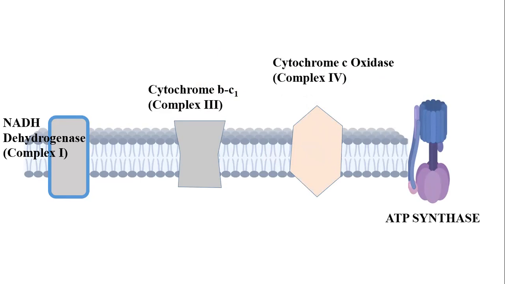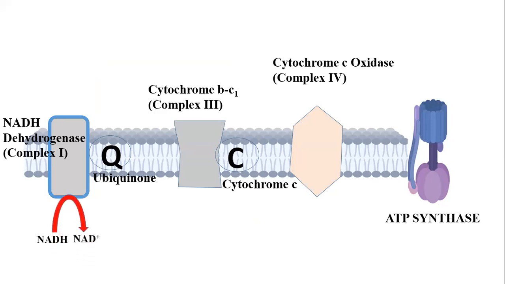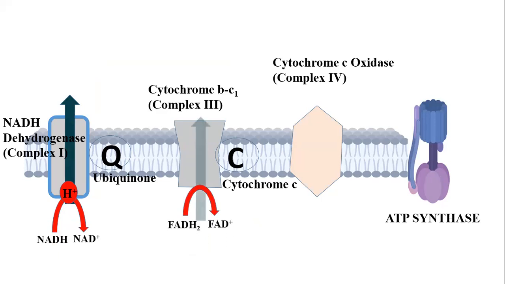Also, in between the complexes, we have some electron carriers. First one, we have the ubiquinone that carries electron from complex 1 to complex 3. And we also have another electron carrier referred to as the cytochrome C. This carries electron from complex 3 to complex 4. Now, how does this happen? The NADH that has been previously produced in the previous pathways comes here to donate electron to complex 1. And we also have the FADH2 also donating electron to complex 3.